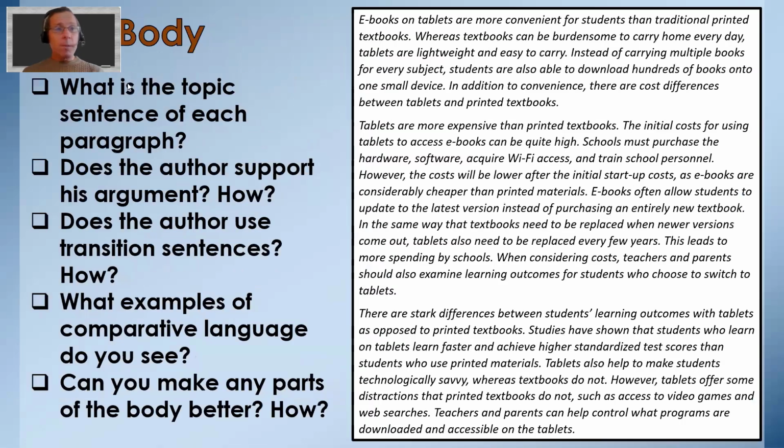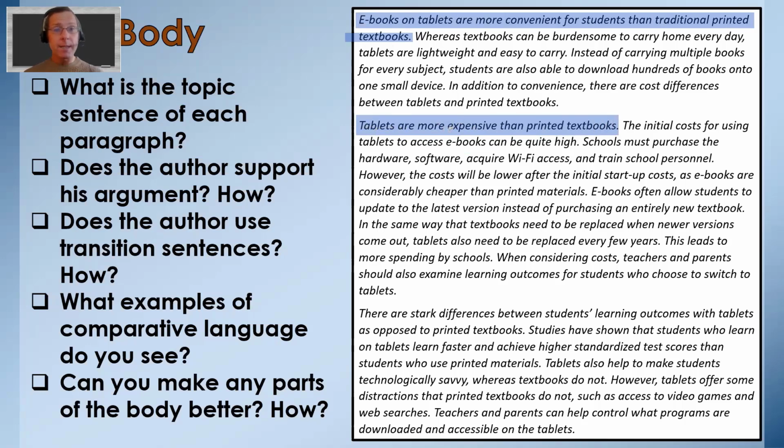So let's take a look at our body paragraphs here. I want to start with topic sentences for each body paragraph. The first one tells us ebooks on tablets are more convenient for students than traditional printed textbooks. So remember, my first point of comparison was convenience. My second here says tablets are more expensive than printed textbooks. My second point of comparison was cost.